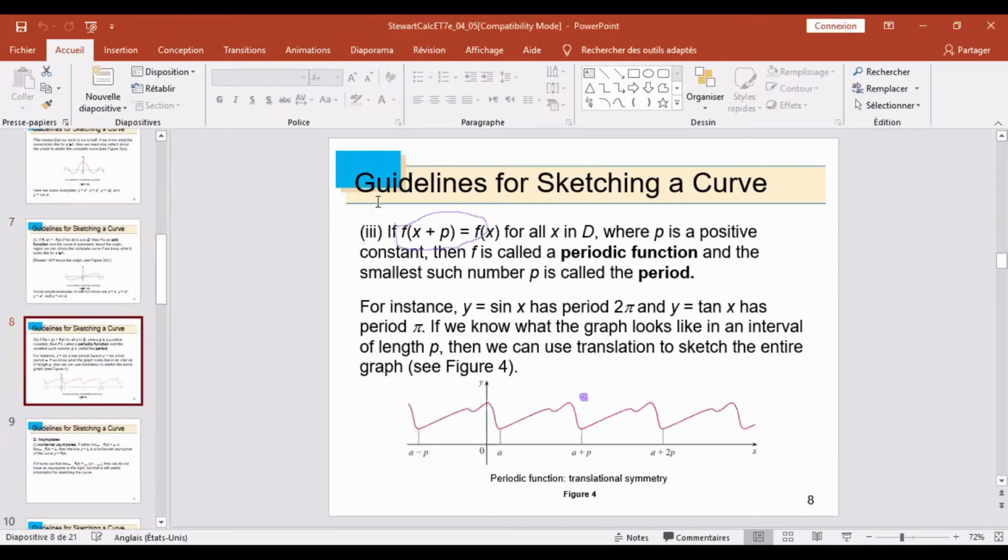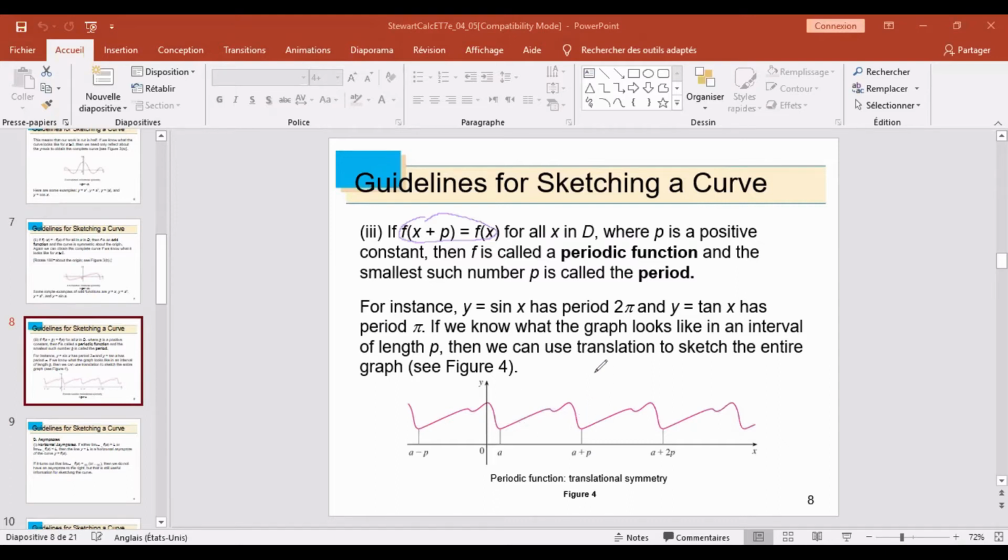Sometimes we have a periodic function like cosine and sine. That means we have a period: f of x plus p is equal to f of x. Sine and cosine have period 2 pi, and tan has just period pi. Okay, it's known, and we did this last time.